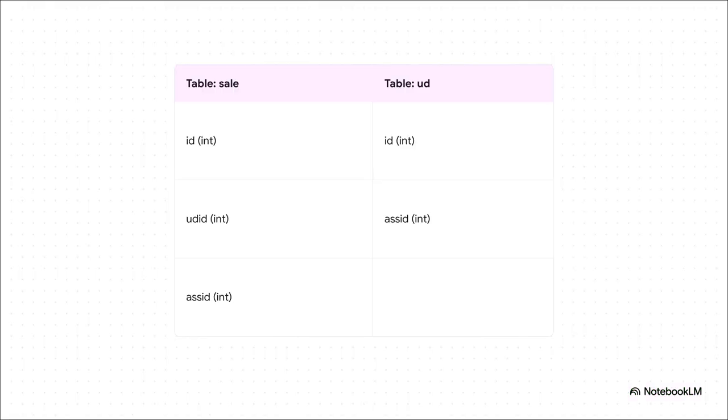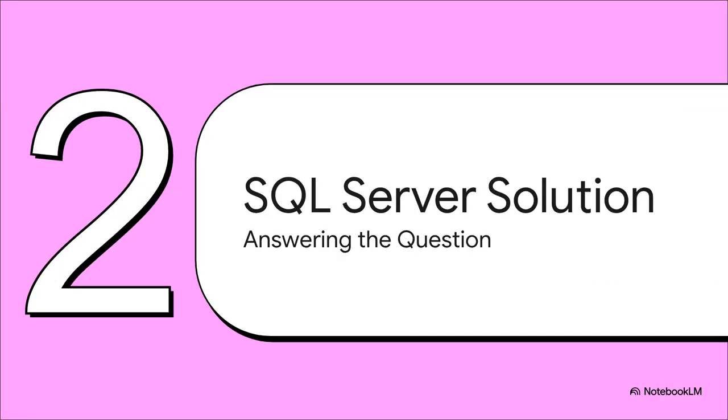It's super simple. You've got two tables, sale and UD. The sale table has the correct data in a column called SID, and the goal is to get that data into the UD table. The key to connecting them is matching UD.ID with sale.UDID. And while Ant was asking specifically about SQL Server, his question basically opened a can of worms for the entire database world. So first things first, let's answer Ant's original question.